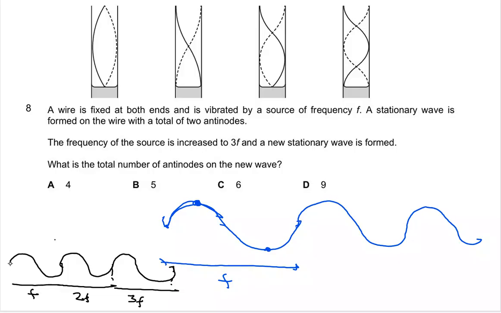So how many nodes do we have? 1, 2, 3, 4, 5, 6. We have 6 nodes.